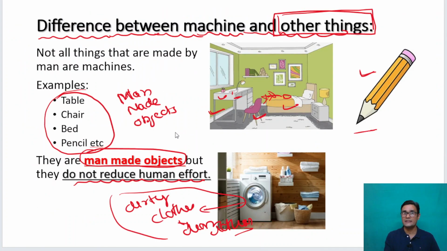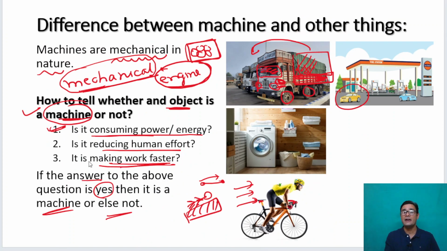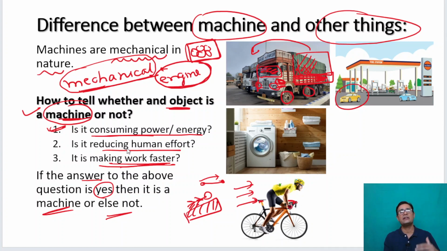Now there are other things also in our life that we see around us. There is a belt, a chair, a table, a pen. All these are also useful for us to live, but they are not machines, they are man-made objects. Why? How do you tell the difference between a machine and other things? It is called a machine when it consumes power and makes our work faster and easier. If it is not consuming power, not making our work easier or faster, then we call it a man-made thing.